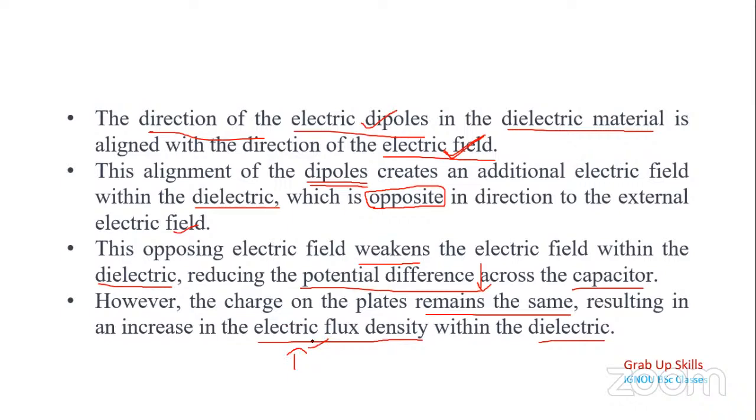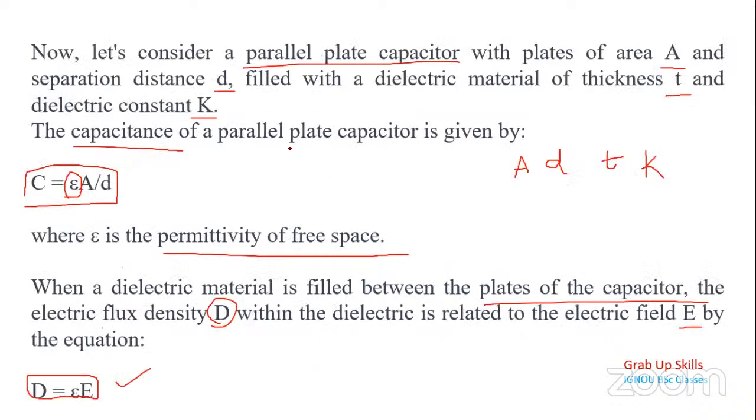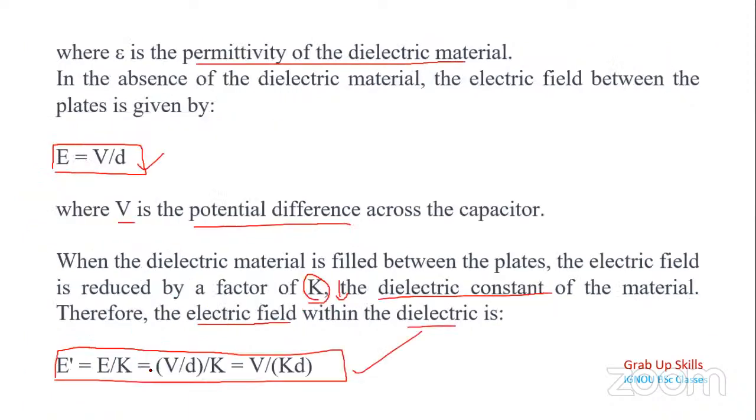Now we will consider a parallel plate capacitor which has plates of area A and separation distance D, filled with a dielectric material of thickness T and dielectric constant K. What would be the formula for the capacitance of a parallel plate capacitor? This is the formula, where this symbol represents the permittivity of free space. When a dielectric material is filled between the plates of a capacitor, there is an electric flux density, and we have the formula for that, right?